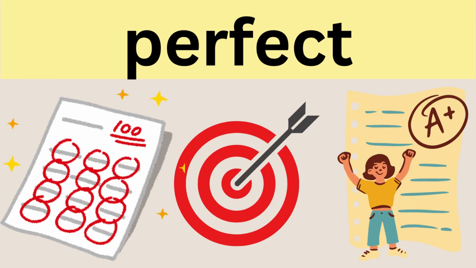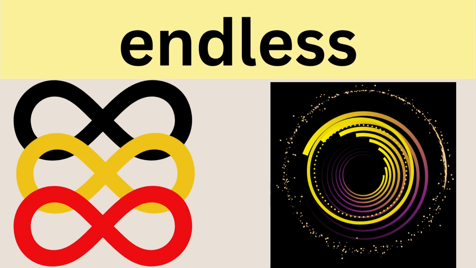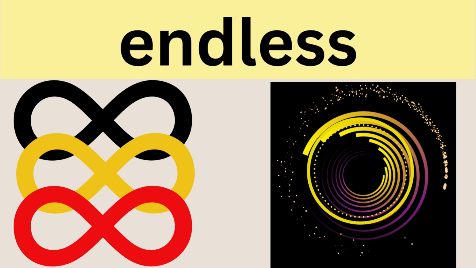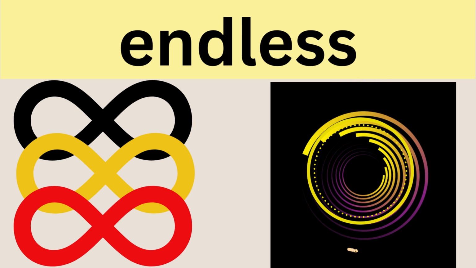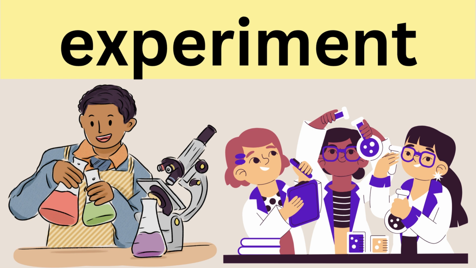The third word is perfect. Perfect means free from mistakes or faults. The fourth word is endless. Endless means having or seeming to have no end, without limits, infinite. The fifth word is experiment. Experiment means a carefully planned test used to discover something unknown.